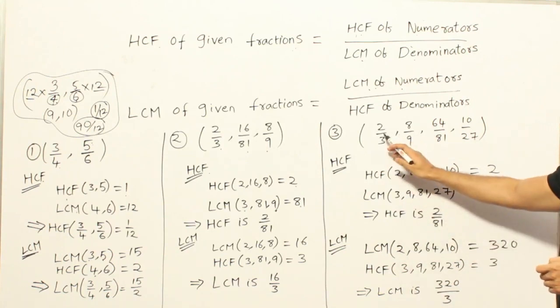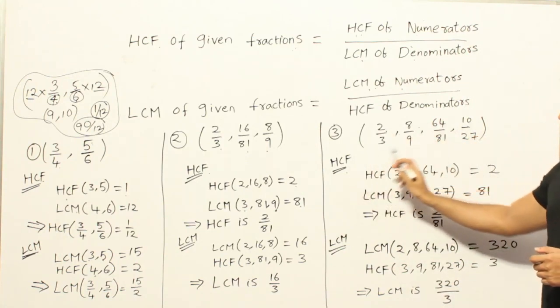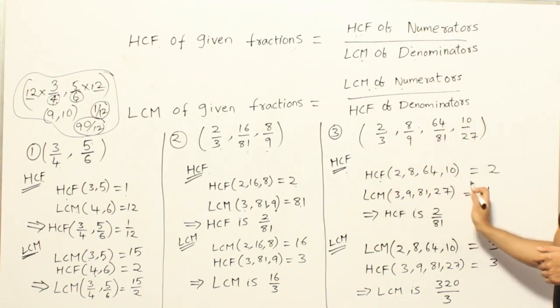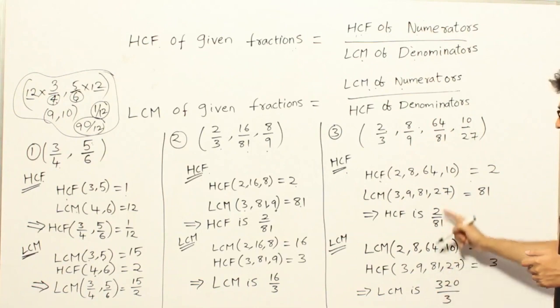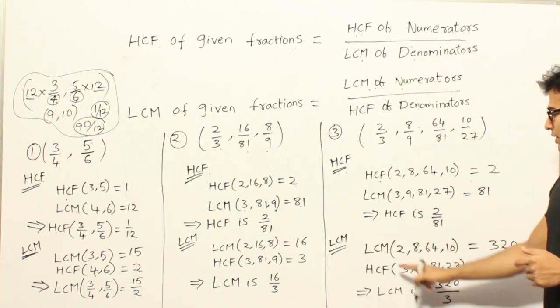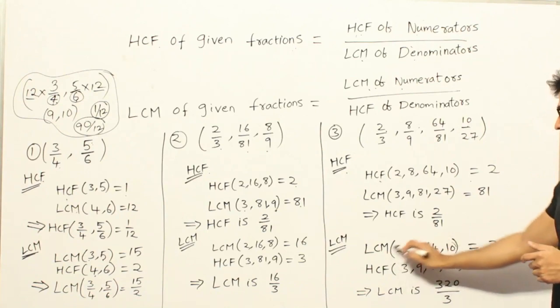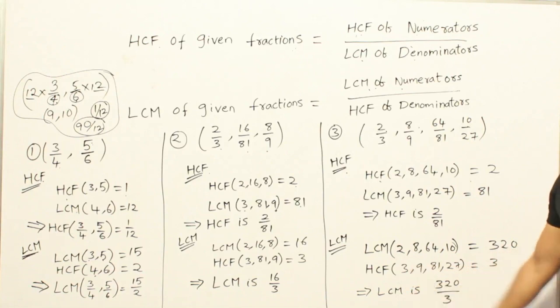And again here also same thing. 2, 8, 64, 10. If you want to find out the HCF, take the numerators and apply HCF to the numerators, and take the denominators and apply LCM to the denominators, right? And the fraction is what you want. And again LCM. So LCM means find the LCM of the numerators, and again the HCF of the denominators, right? Okay.